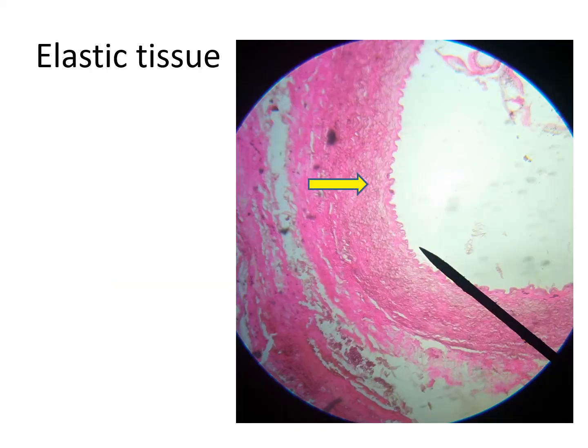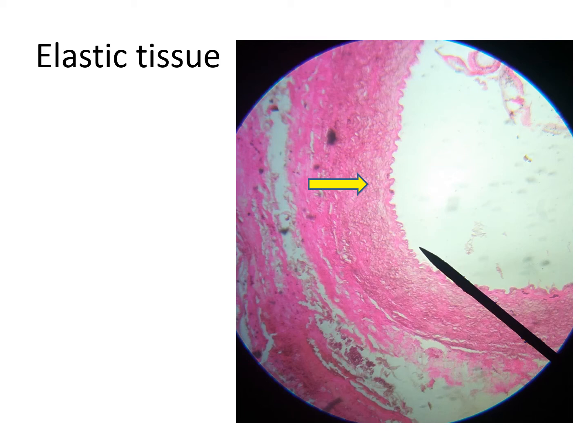Now this slide indicates the elastic tissue. You see this slide of a large artery, the aorta. This one is the tunica intima. This arrow indicates tunica media, and this one is the tunica adventitia. In the tunica intima, the epithelium is simple squamous epithelium, given the name endothelium. This arrow indicates the endothelium, and this yellow arrow indicates the elastic tissue.